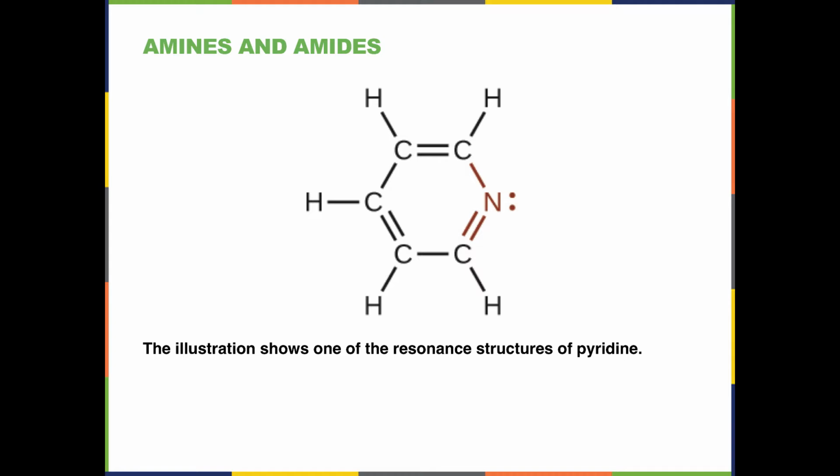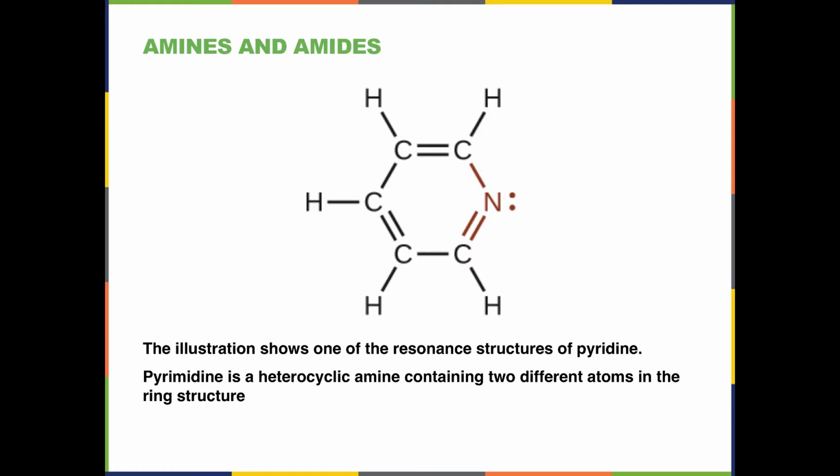Now this is an amine that is formed with something that looks like benzene, and so you have the same sort of resonance that occurs, and it has a special name called pyridine. Pyridine is something that's seen in biochemistry, and it is an amine that's formed from benzene.